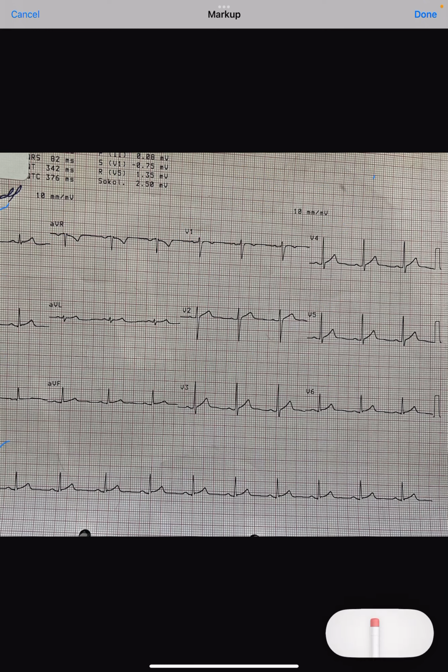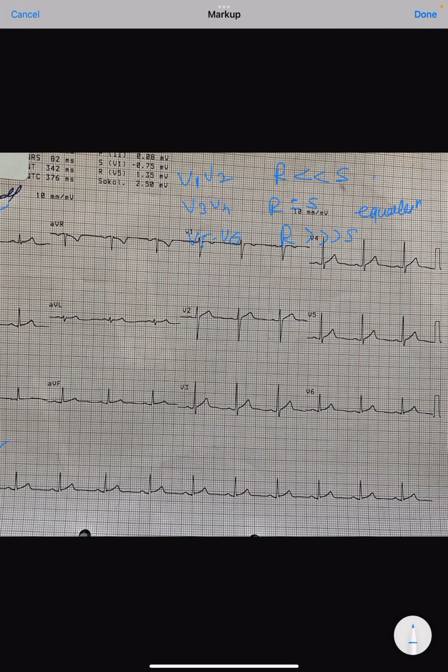What is R wave progression? In V1 and V2 we have a very minimal R wave and the S wave is large. In V3 and V4, the R wave height is almost equal to the S wave. We call it the equalization phase. And in V5 and V6, we have a very tall R wave and the S wave is very small. We call this a normal QRS progression.